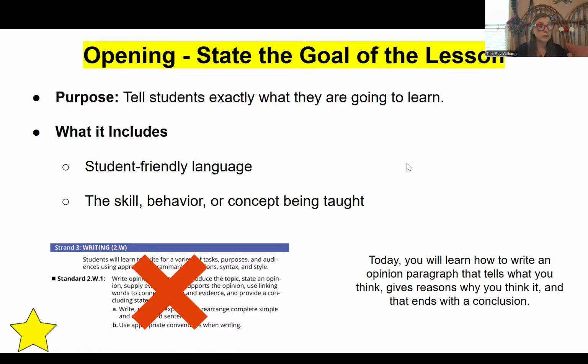All right, so we are not putting standards on the board. We are not sharing standards as our learning objective. We are using student-friendly language that we know our students can understand.